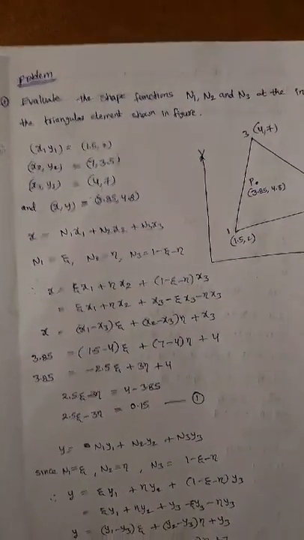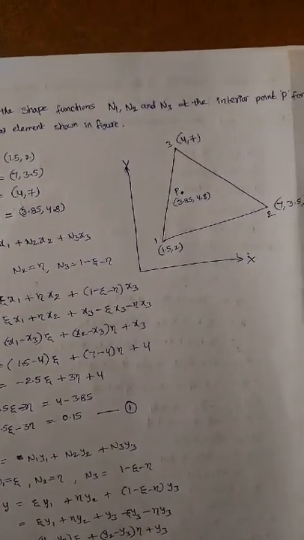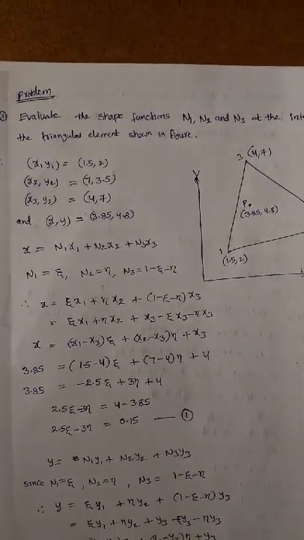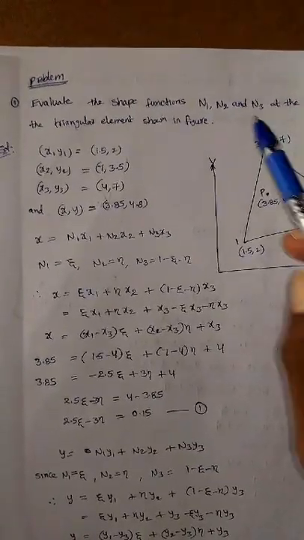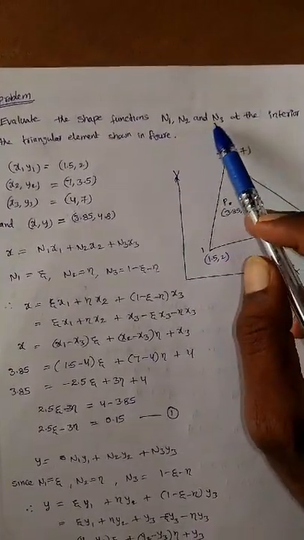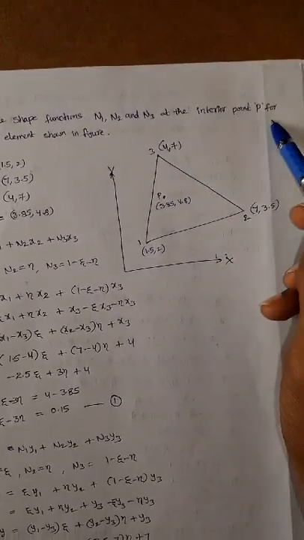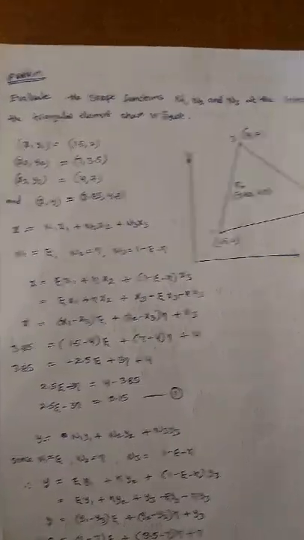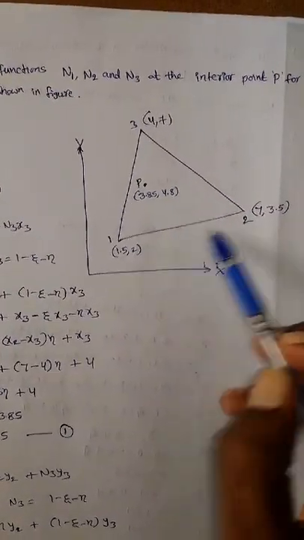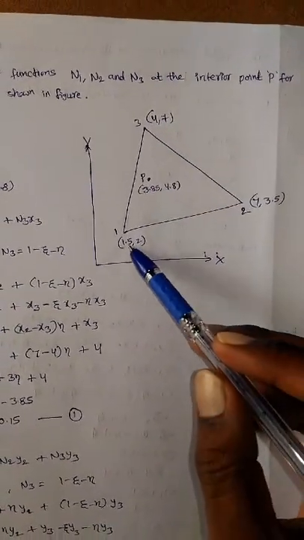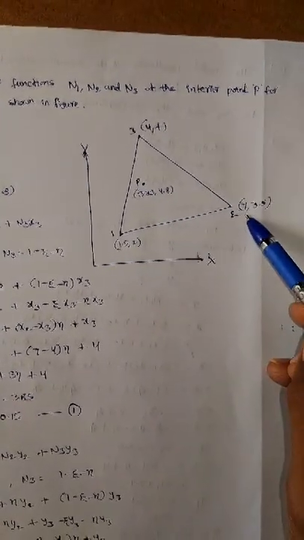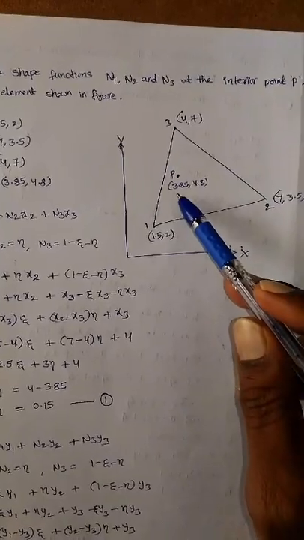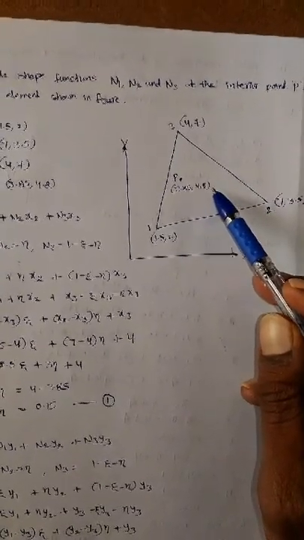Evaluate the shape functions n1, n2 and n3 at the interior point P. The triangular element is shown in the figure. So this is the triangular element: first node, second node and third node, with points (1.5, 2), (7, 3.5), (4, 7). At P it is (3.85, 4.8).